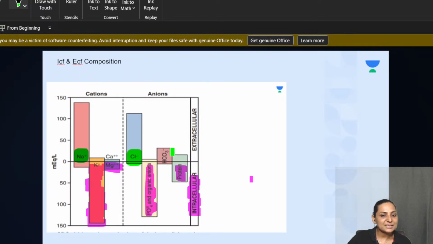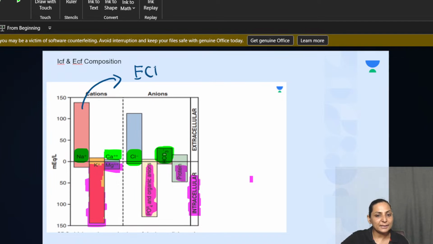Apart from this, bicarbonates are also more in the ECF, and calcium is also more in the ECF. This is very important, I would say. Out of this, one important thing regarding sodium: it is the most important ion to maintain or to contribute to the ECF osmolarity and to the ECF volume.